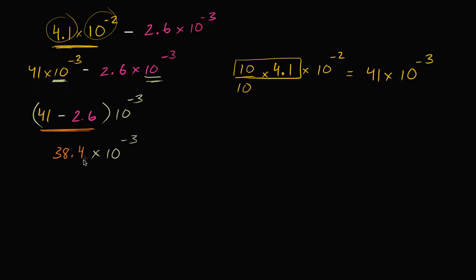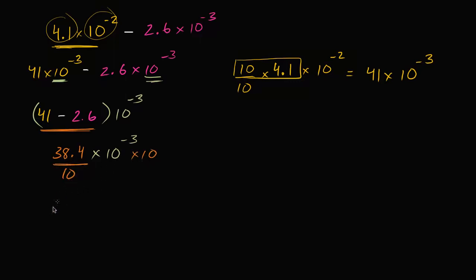Now, this is what the difference of these two numbers is, but this is no longer in scientific notation. In order to be scientific notation, this number right over here has to be greater than or equal to 1, and less than 10. So what we could do is divide this number by 10, and then multiply by 10. We could do kind of the opposite of what we did up here. If you divide by 10 and multiply by 10, you're not changing the value.